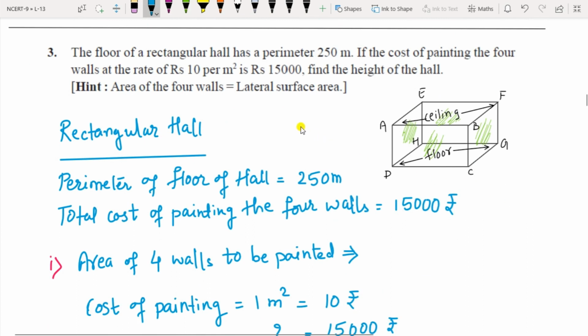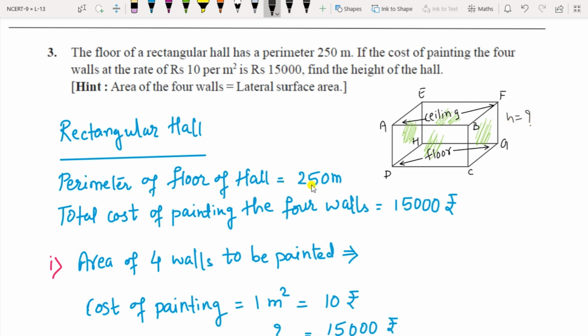Here the floor of a rectangular hall has a perimeter given as 250 meter. If the cost of painting the 4 walls at the rate of 10 per meter square is 15,000, find the height of the wall. So you need to find the height of the wall here. This h is to be found out. Okay, so this is h here.